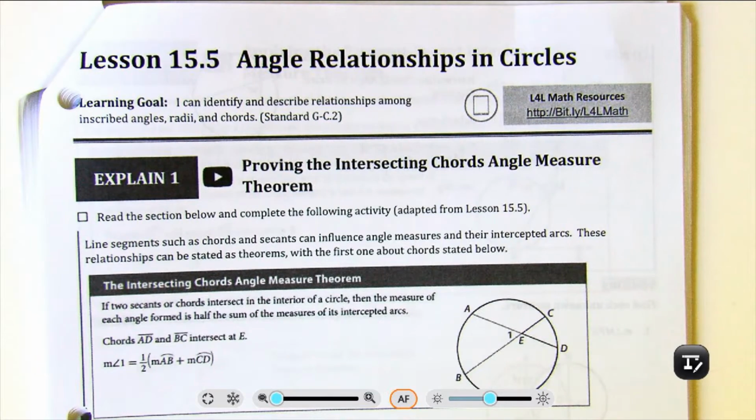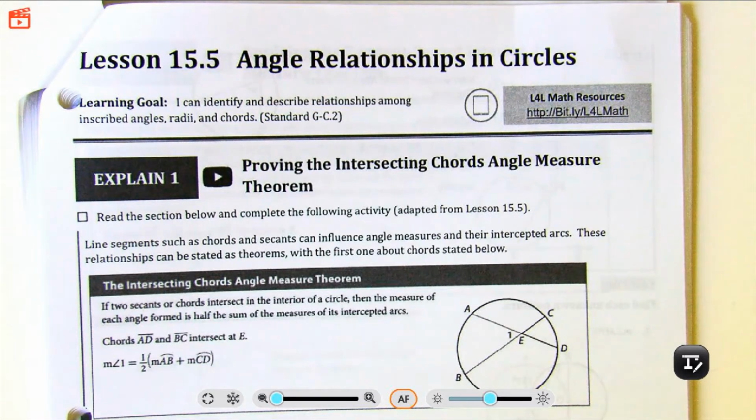Hello class, this is lesson 15.5, Angle Relationships in Circles. In this lesson, the goal is to identify and describe relationships among inscribed angles, radii, and chords. There are three main theorems that we're going to be learning in this lesson particularly.